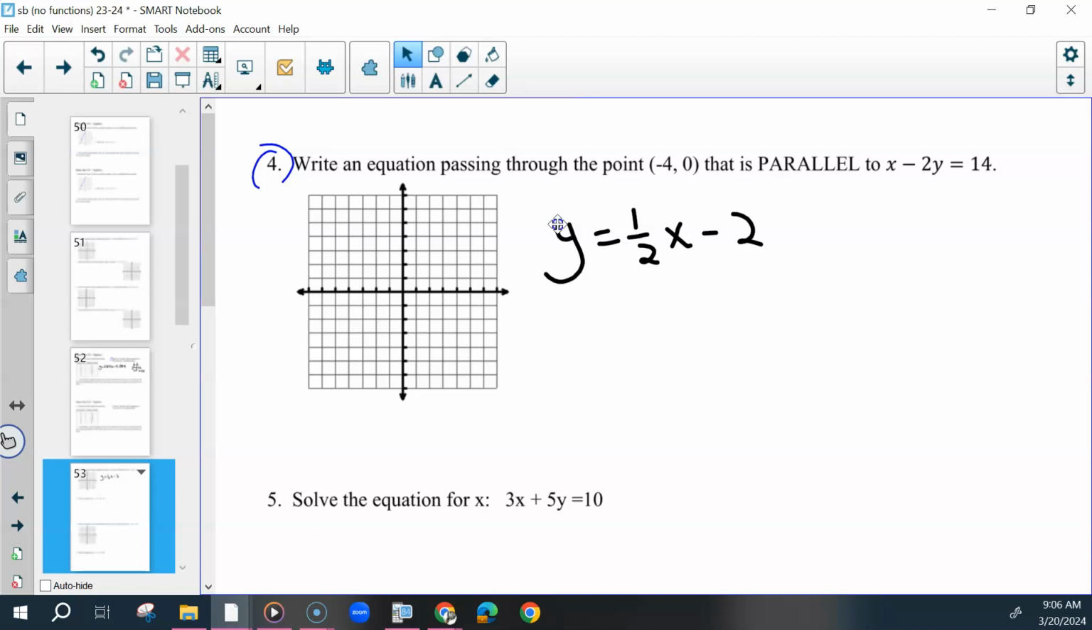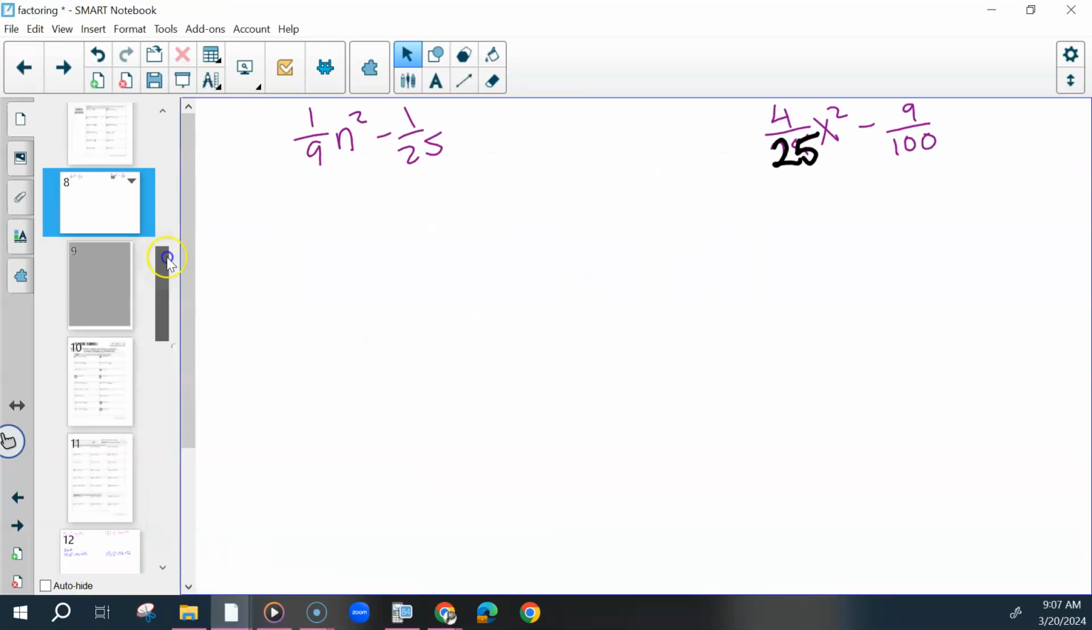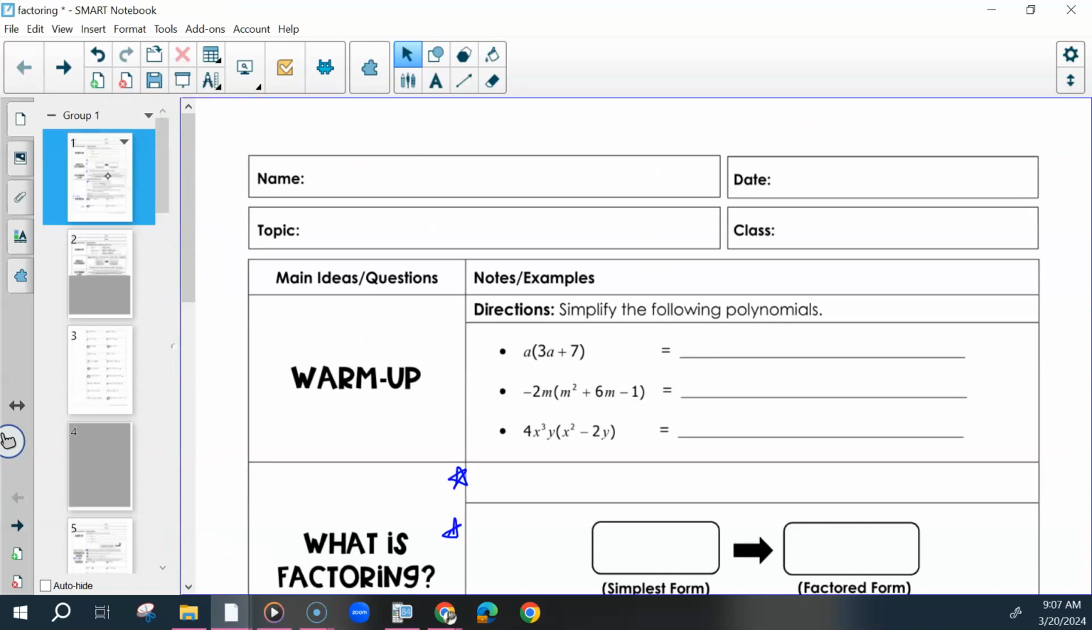Other questions? If you think of other questions, please ask. We are going to start our notes for today, so you should have that. I'm going to start on the first page.